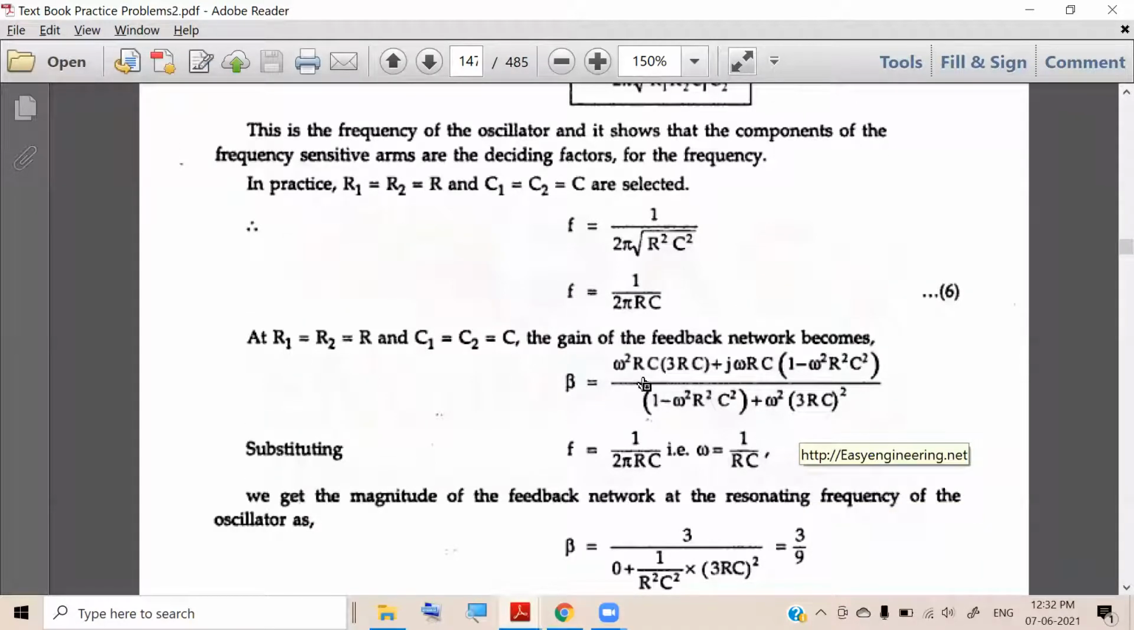Okay, now here, what will be the result? 3 into omega square R square C square. If omega RC is 1, omega square R square C square is also 1 because squaring on both sides. So what we are doing here, this RC, if we multiply to LHS, it is omega RC. Omega RC is equal to 1, squaring on both sides. So omega square R square C square is also 1. So here we have 3 into omega square R square C square. So 3 into 1, 3.